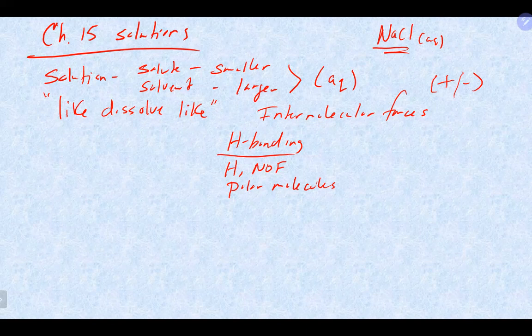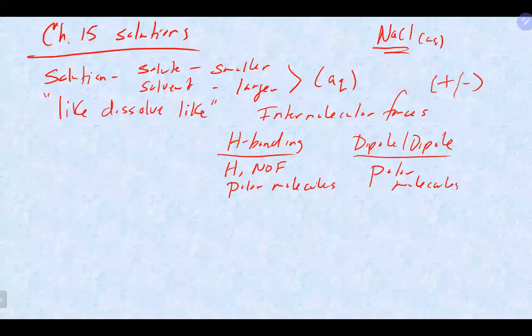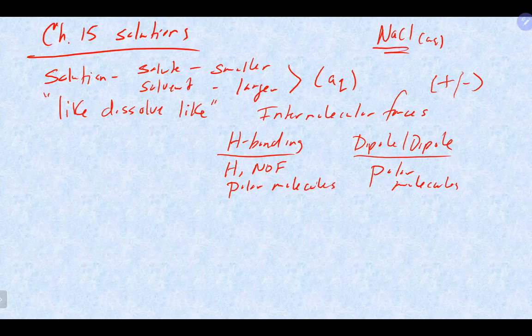There's also dipole-dipole interaction, which is how polar molecules interact with one another. We typically think about dipole-dipole for molecules that don't have the ability to hydrogen bond. So they'll just use a basic dipole-dipole interaction, which is with a polar molecule. It has a dipole moment, which means there's a positive side and a negative side to that molecule. And that is how they're able to interact with one another.